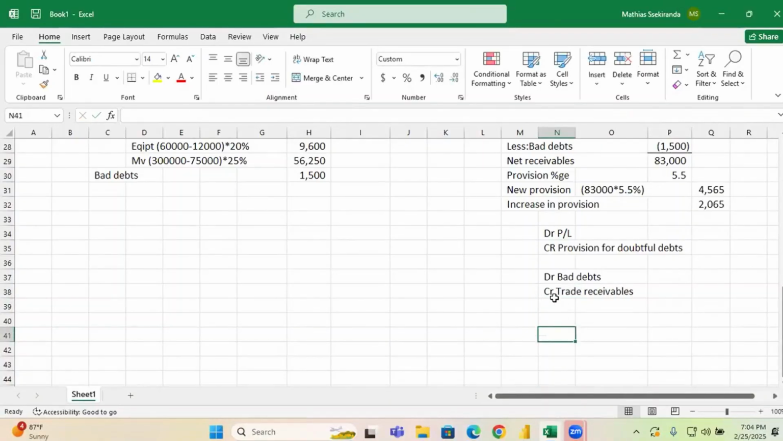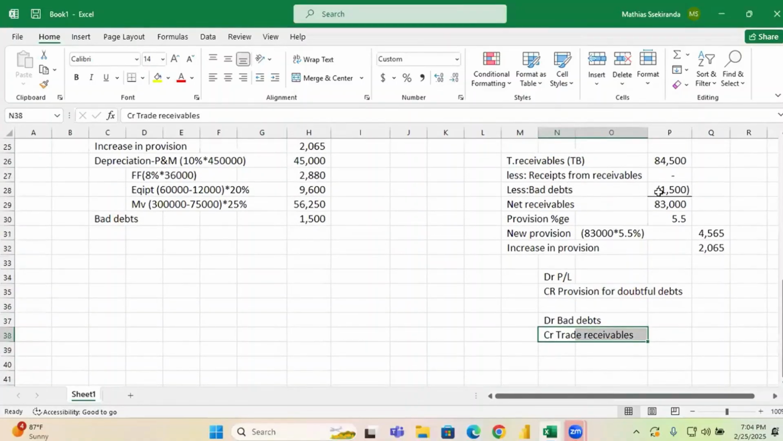That's why we list trade receivables here when computing the provision. This is the credit I'm talking about for receivables. So you have to complete the double entry by debiting bad debts as an expense.